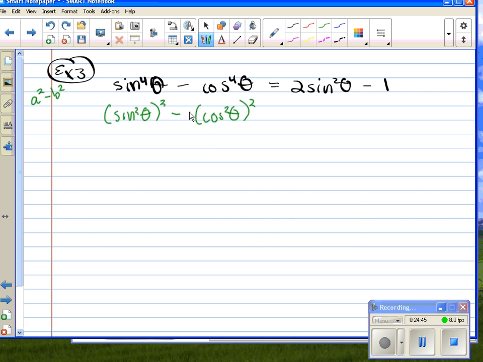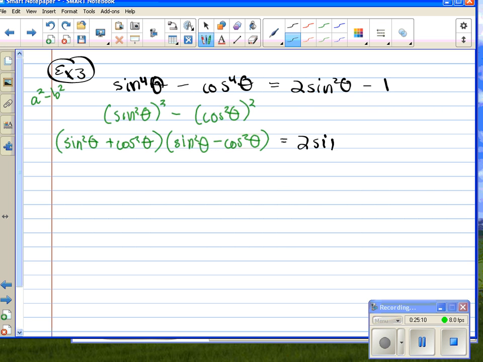So that means I can factor this into a plus b times a minus b. My a is sine squared, my b is cosine squared. And it would look a little something like this. Haven't done diddly squat with the right side yet, so that is still the same.